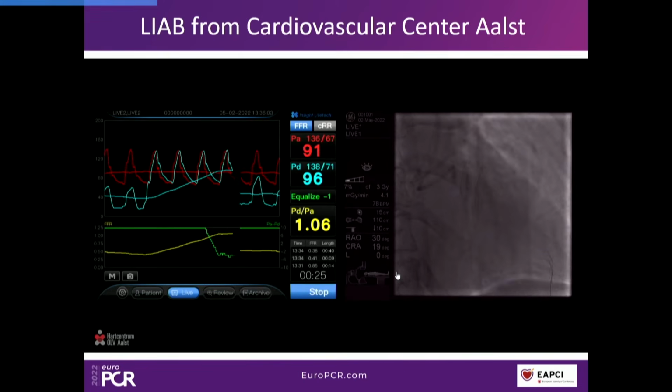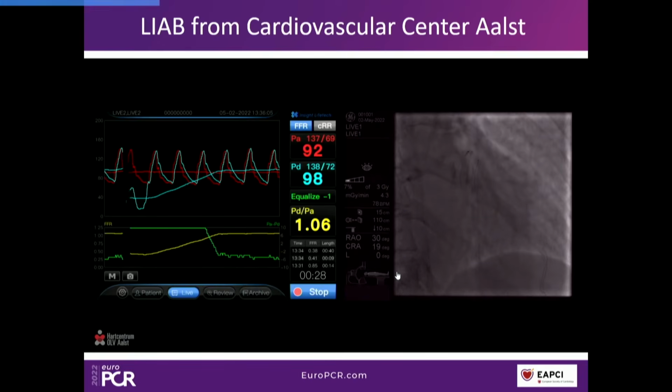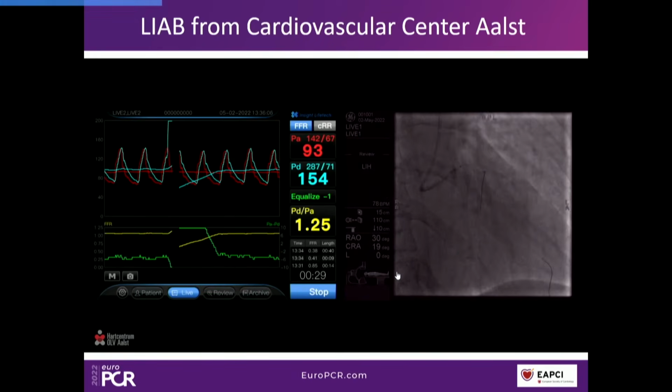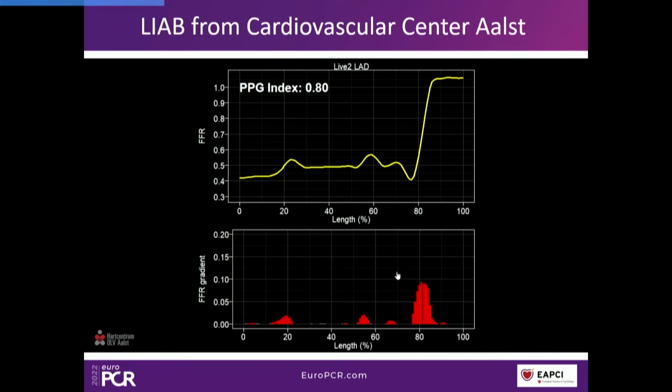There you go. Very sharp step up, proximal to this long lesion. In this diffusely diseased LAD, we have a very low FFR with a very focal gradient in the proximal part of the artery with a corresponding PPG of 0.80. This means that this is angiographically diffuse disease, but functionally focal coronary artery disease.